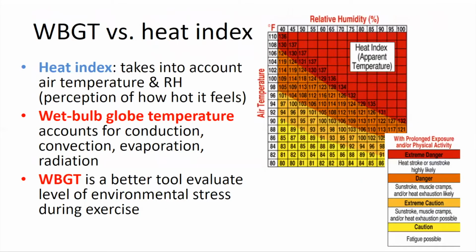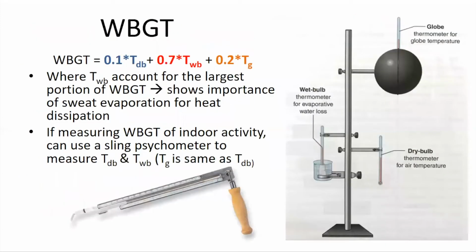The heat index has traditionally been used to determine the environmental conditions for athletes. The heat index takes into account air temperature and relative humidity. A better way to determine environmental conditions is something called WBGT, which stands for wet bulb globe temperature, because it accounts for conduction, convection, evaporation, and radiation. So how do we do this?